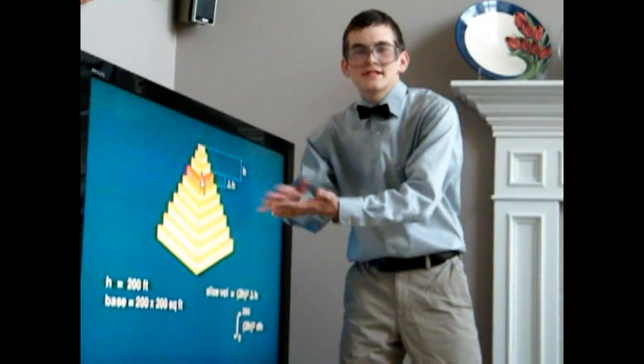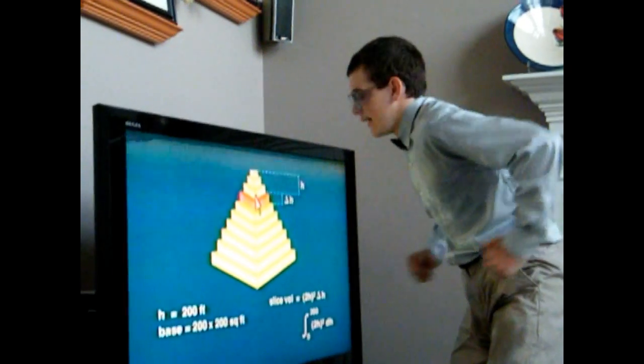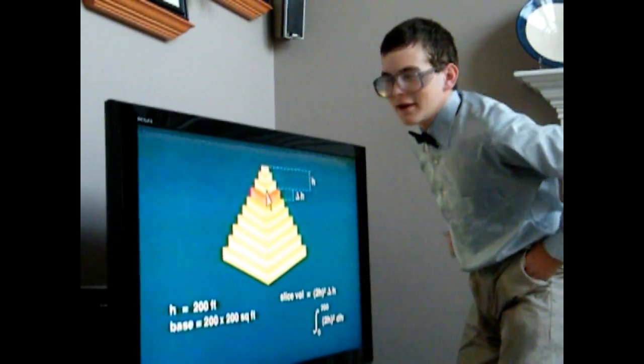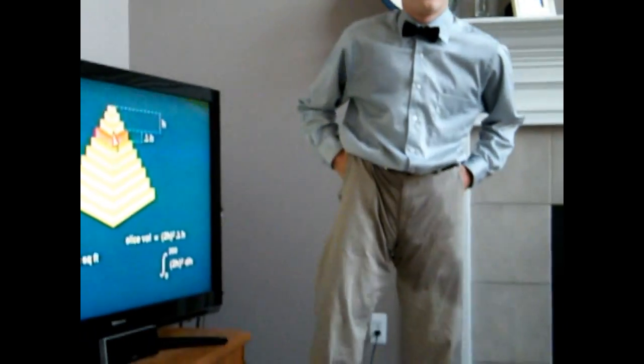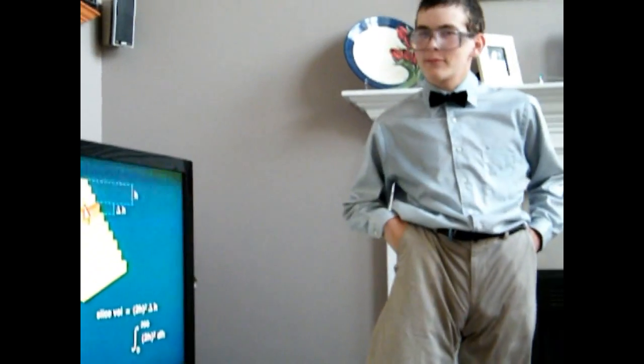And with all these slabs, you are done. And now once you get this equation, we are done. Yay slabs, and we are finished with our pyramid of calculus.